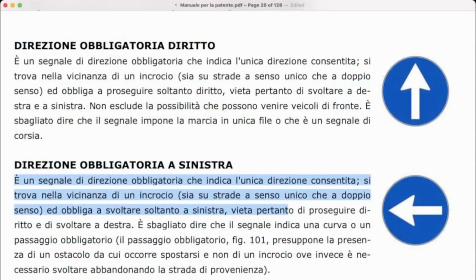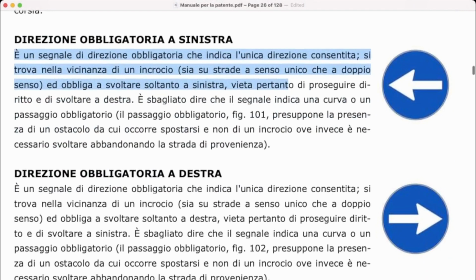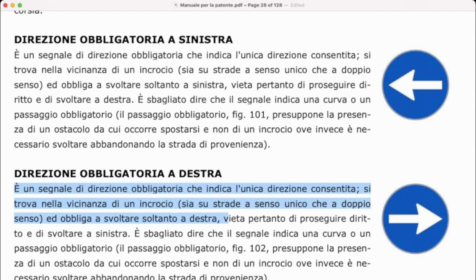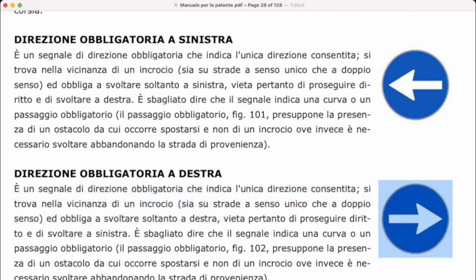All right, so let's look at one more thing, which is direzione obbligatoria a destra. That's also the opposite of sinistra. Here è un segnale di direzione obbligatoria che indica l'unica direzione consentita, come avevamo detto prima. È obbligatorio svoltare soltanto a destra. In this case as well, we can go neither to the left nor direct, but we can only go to the right, and this is the sign you will see that indicates that comportment. It means that at the intersection you need to go to the right.